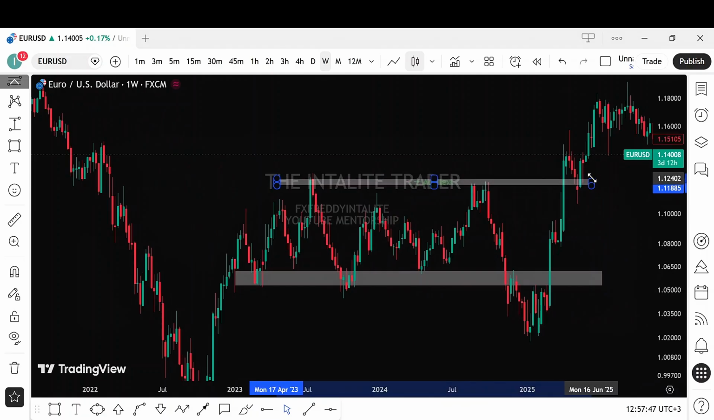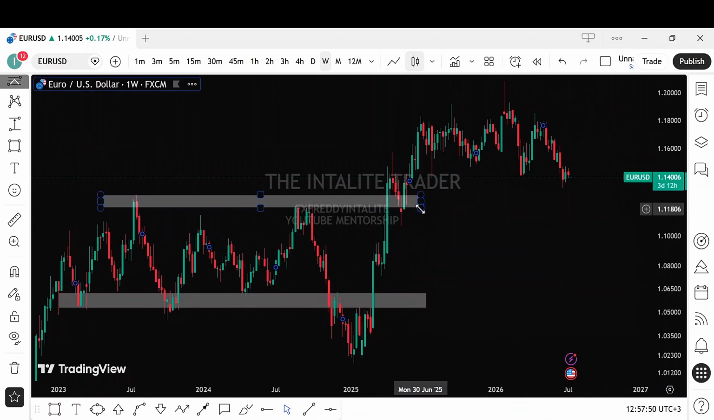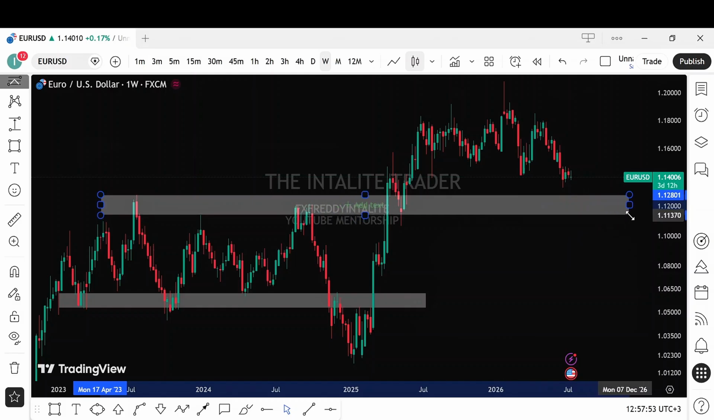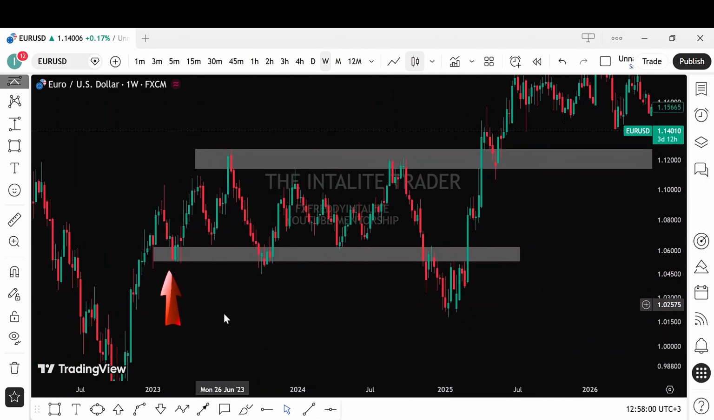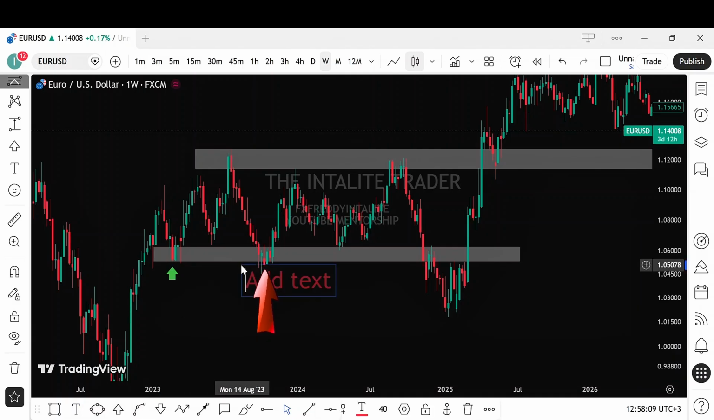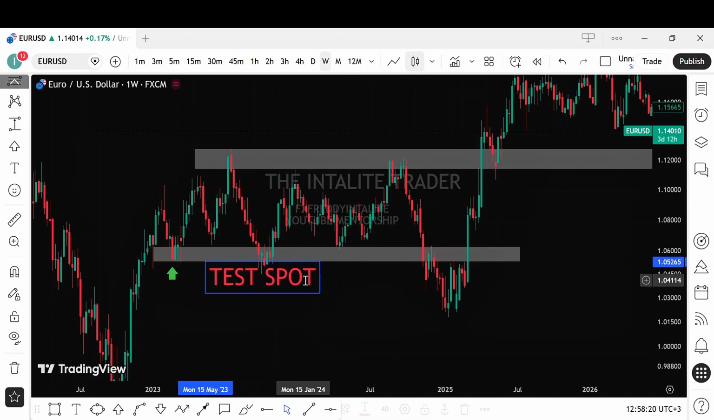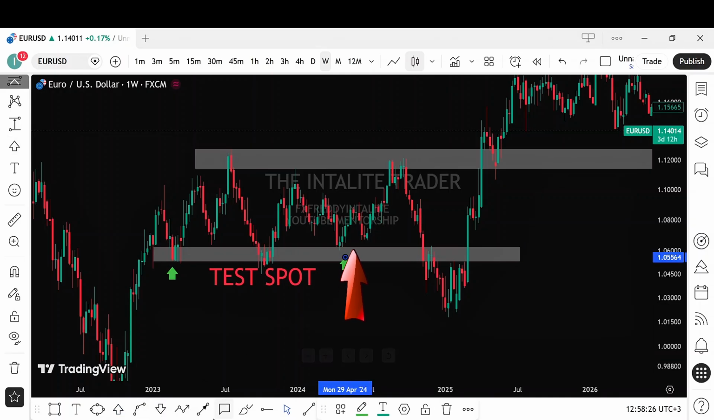Price is here. So we can say here, price traded away. Then this came and gave us a recent respected test, this one. So this is our test spot, this, and then the trade opportunity presented itself here. So this is where the trade opportunity presented itself. Trade setup.